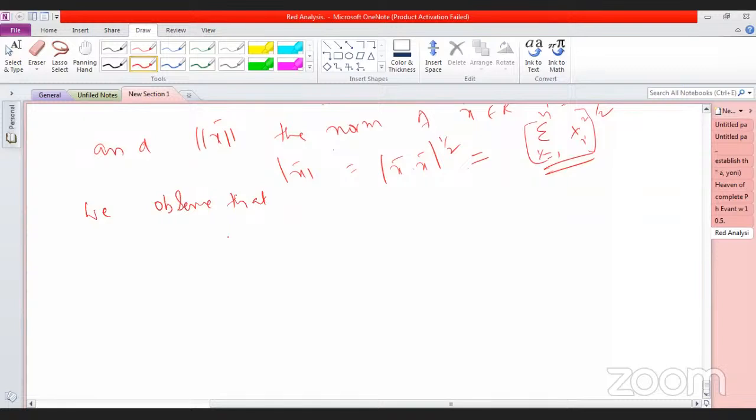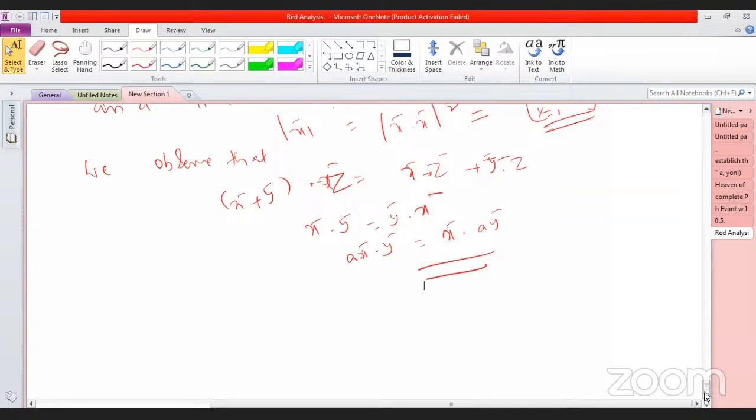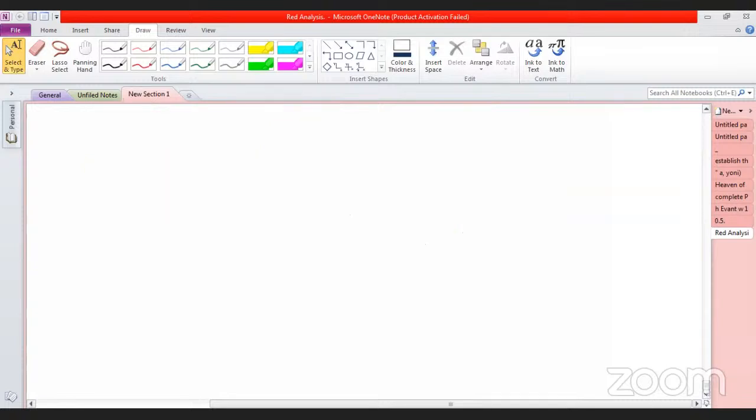We observe that x bar plus y bar dot z bar is equal to x bar dot z bar plus y bar dot z bar. You can write it, right? Yes, sir. This is symmetry: x dot y bar is equal to y bar dot x bar. These are examples of metric space. Any doubts? You need not write all of them, writing one or two is enough.